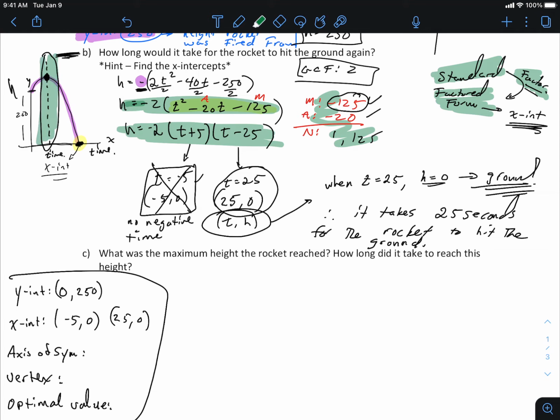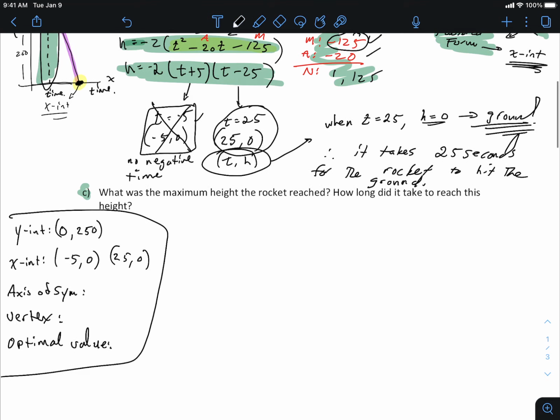That's my axis of symmetry. If I find what my axis of symmetry is, and ultimately the vertex, I answer all of C. If I find the vertex of this parabola, I've answered C. What is the maximum height the rocket reached? And how long did it take to reach this height? Then you're done. You just interpret the vertex, and that's the answer solved, right? So let's do that right now, okay?